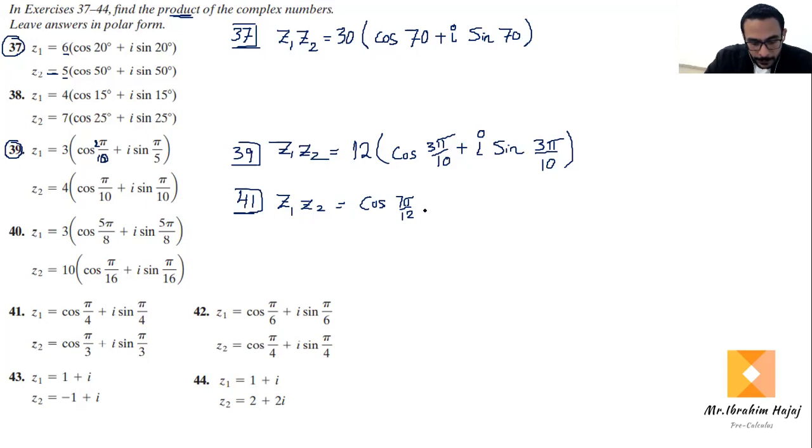Thank you, Abdulillah. Excellent. Plus i sin 7 pi over 12. Pay attention. So in multiplication, we just add what? The arguments and multiply the r. No r here, the r is 1. So directly my answer is like this.